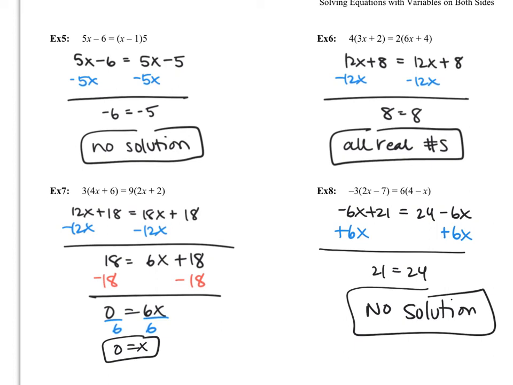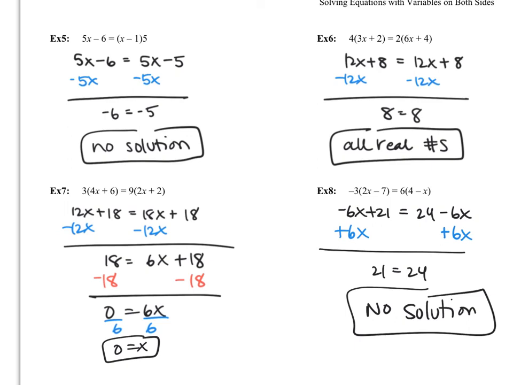Now for example 5, I've got 5x minus 6 equals 5x minus 5. I started by distributing. Notice I didn't switch the order. The x term comes first, and then the constant term comes second. Then I subtracted my variables to get my variables together, leaving me with negative 6 equals negative 5. Since my variable is gone, I need to expand on this to say what it can be, and since negative 6 and negative 5 are not equal, that would mean no solution.